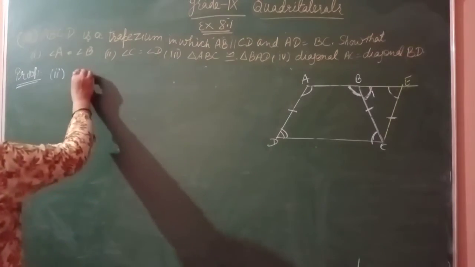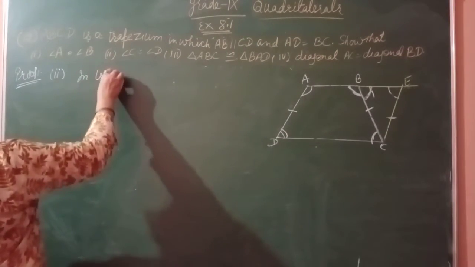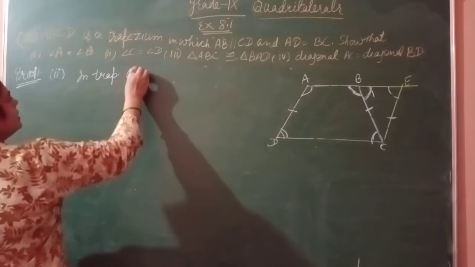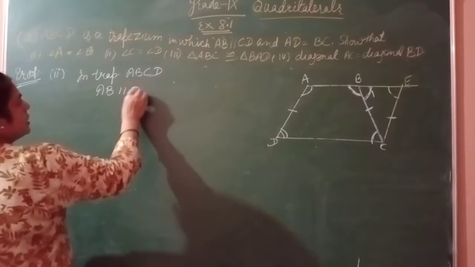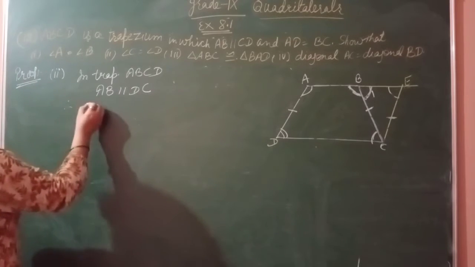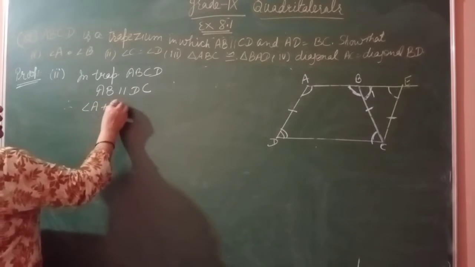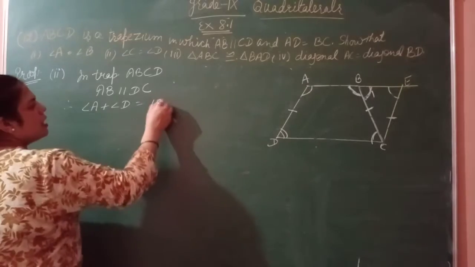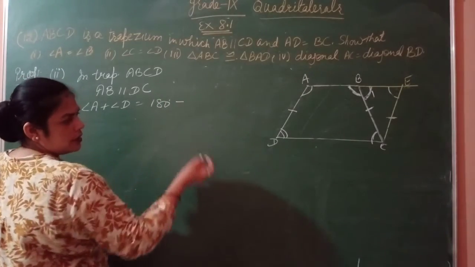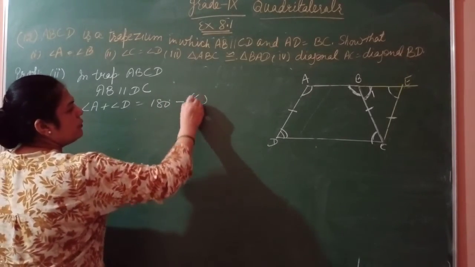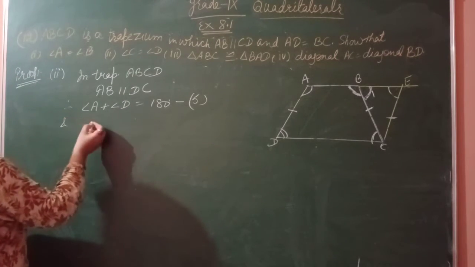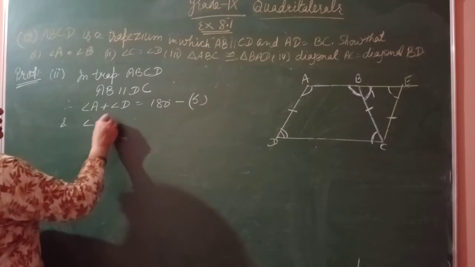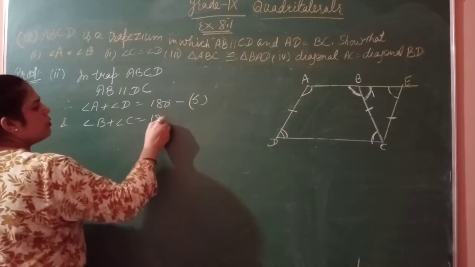Clear? And trapezium ABCD, AB parallel to DC. So therefore angle A plus angle D, the sum is 180 degrees. Clear? We name it as number 5 because 4th we have already taken in the first part. And angle B plus angle C, the sum is also 180 degrees.